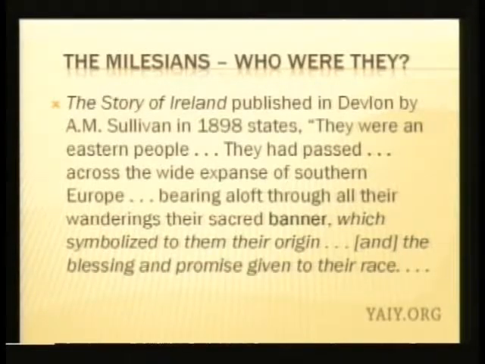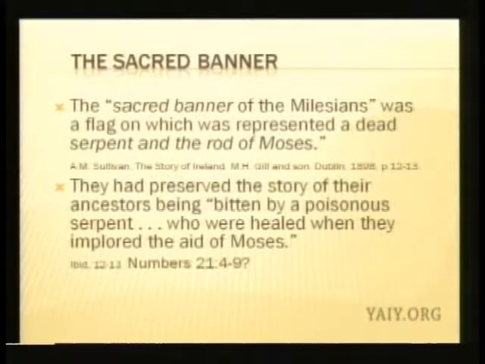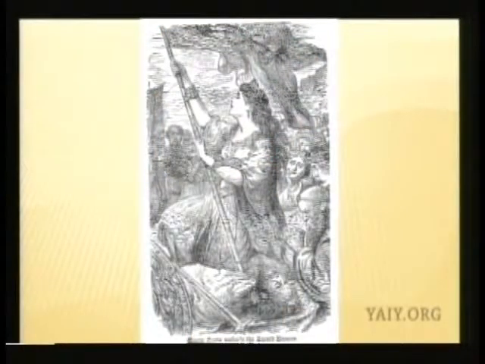They had passed across the wide expanse of Southern Europe, bearing aloft through all their wanderings their sacred banner, which symbolized to them their origin and the blessings and promise given to their race. The sacred banner of the Milesians was a flag on which was represented a dead serpent and the rod of Moses. They had preserved the story of their ancestors being bitten by poisonous serpents who were healed when they implored the aid of Moses. And there's a depiction of their sacred banner.